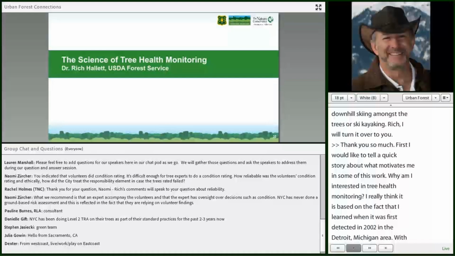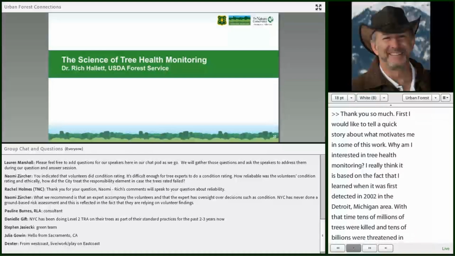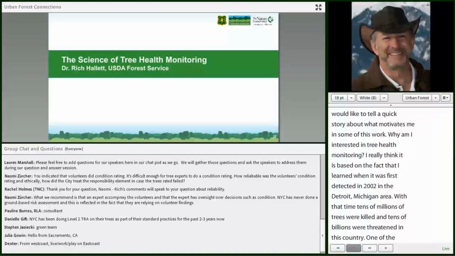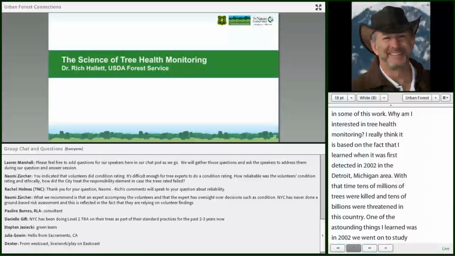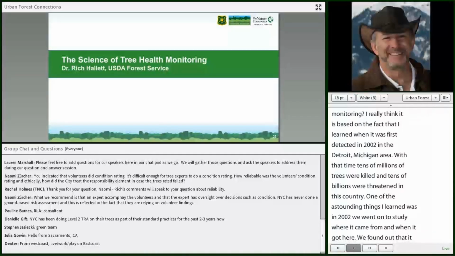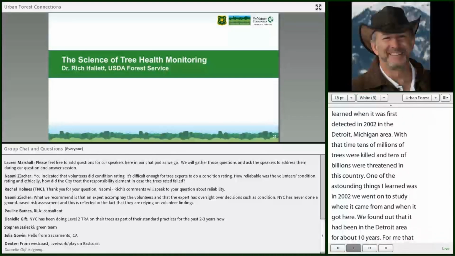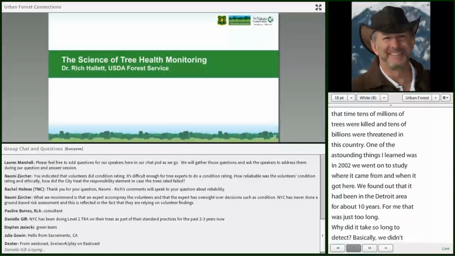in this country. One of the astounding things I learned was that in 2002, when we detected it, we went on to study where it came from and when it got here. And we found out that the emerald ash borer had been in the Detroit area for about 10 years. To me, that's just too long to detect a major insect pest that could impact both our urban forests and our natural forests. Why did it take so long to detect? Basically, it's because we didn't know to look for a small green insect that was really focusing on ash trees.